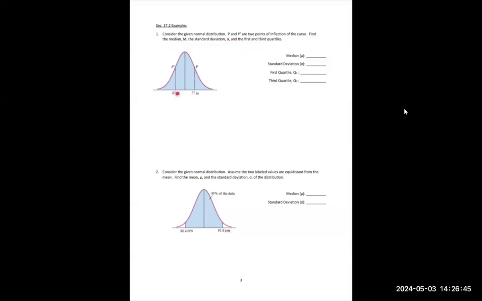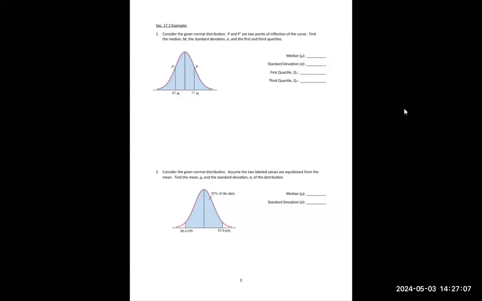So when we're given that these are where the inflection points are happening, that means that this is one standard deviation above the mean, and this is one standard deviation below the mean. So they're equidistant. You can kind of see that from the mean, right?